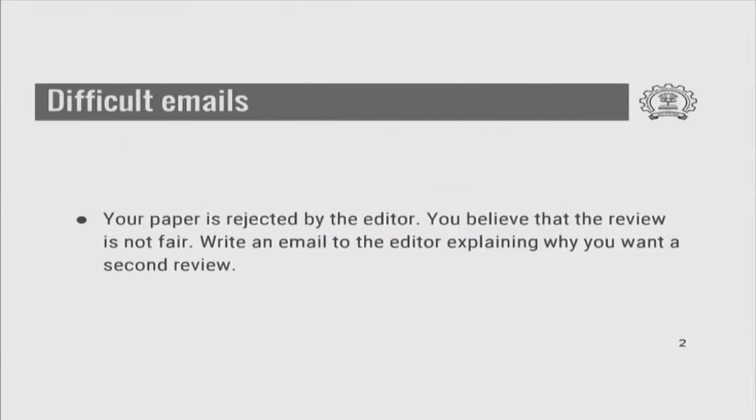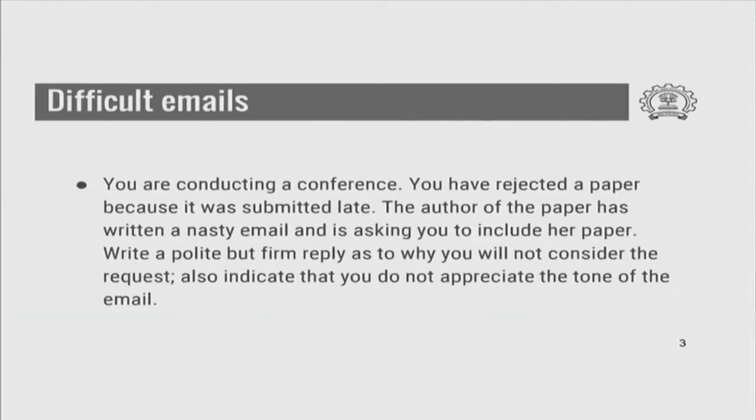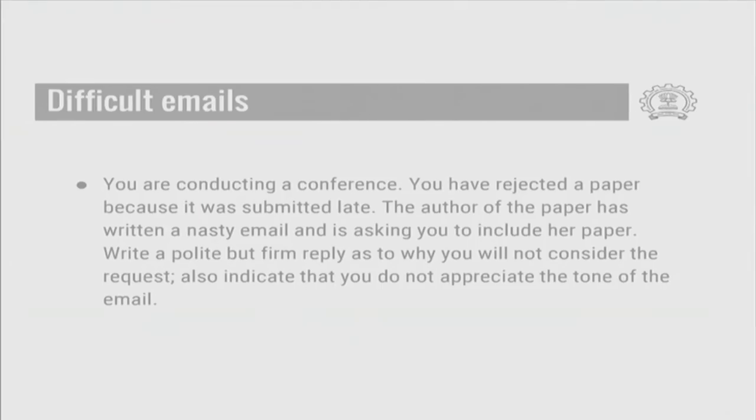The first email is: your paper is rejected by the editor, you believe the review is not fair. You have to write an email to the editor explaining why you want a second review. Second, you are conducting a conference, and you have rejected a paper because it was submitted late. The author has written a nasty email to you asking you to include her paper. You have to write a polite but firm reply as to why you will not consider the request. You should also write in your mail that you do not appreciate the tone of the email sent by the author. This is the second difficult email.